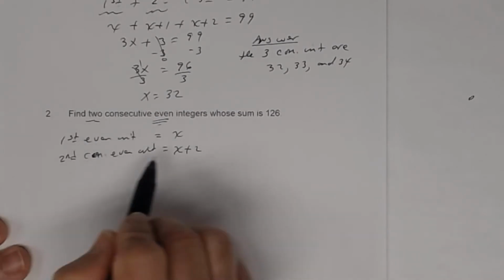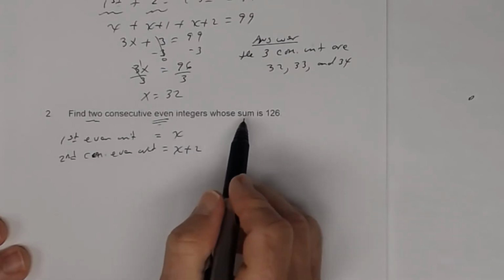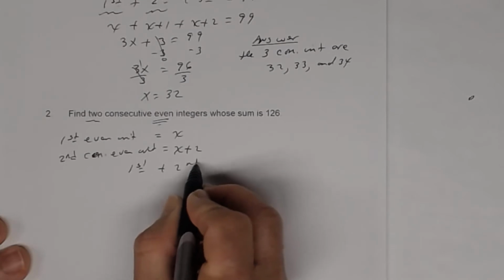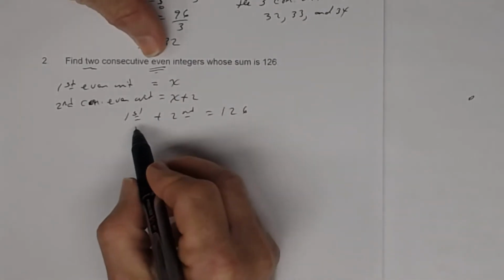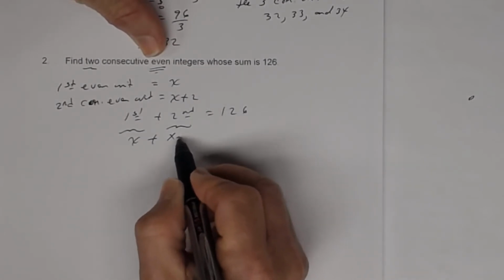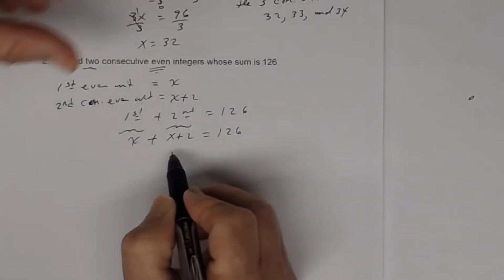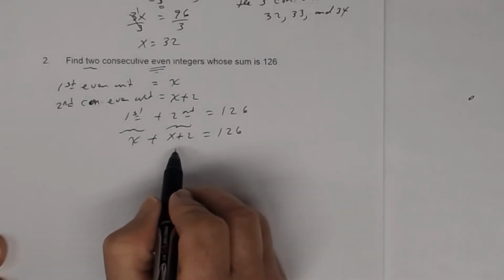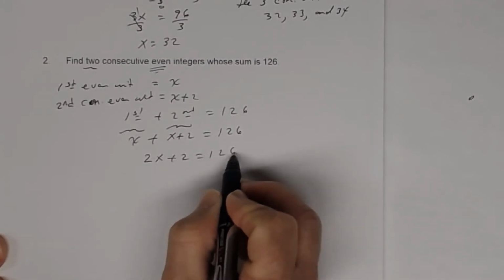All right, so you wrote down your expressions for your unknowns, and now you can use the fact that the sum of those two integers, so the first plus the second, must equal 126. So let's just go ahead and write the expressions. My first is represented as x, plus my second is represented as x plus 2, and that should equal 126. So we have this nice linear equation. Let's go ahead and combine like terms. So x plus x is 2x plus 2 equals 126.